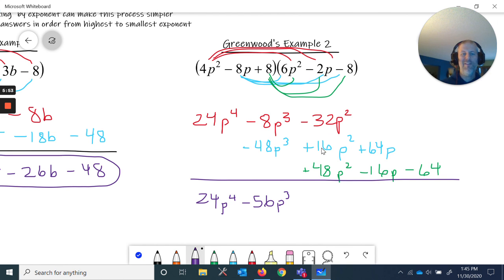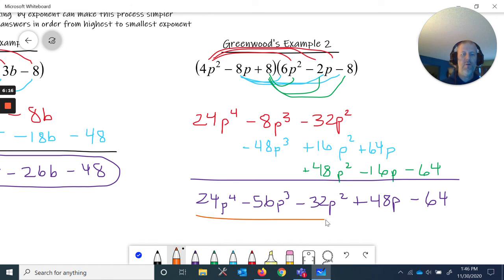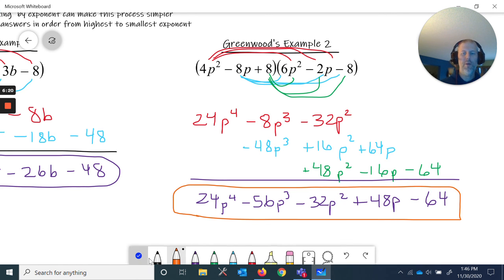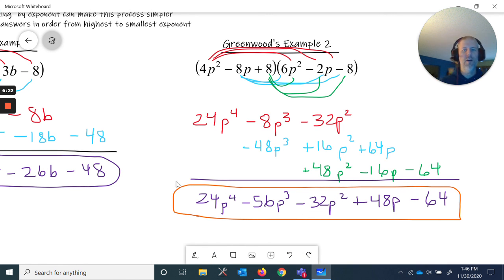Negative 32 plus 16, that's negative 16. Plus 48 is going to give me positive 32p squared. 64 minus 16, that's 48p. And then minus 64. So that is our solution. Okay, hope that helped you out and made sense of that.